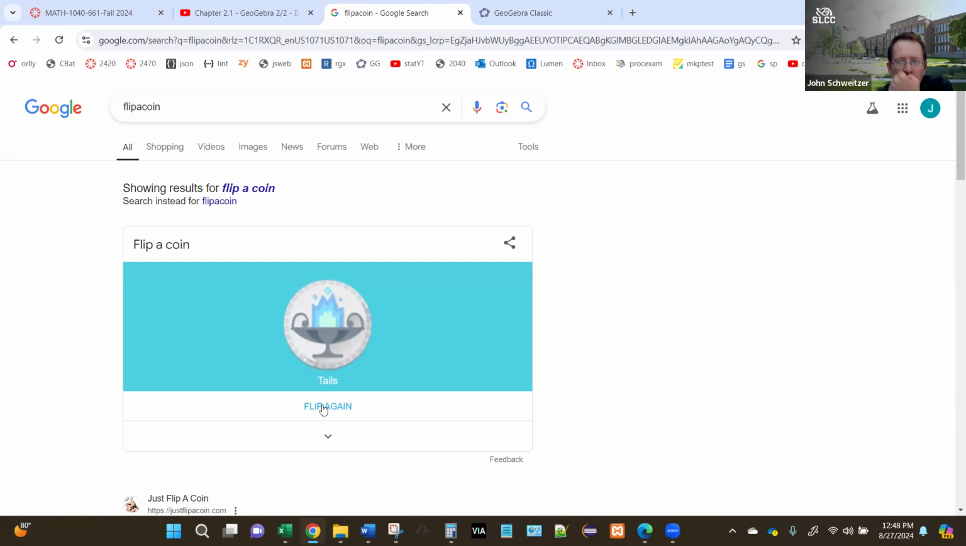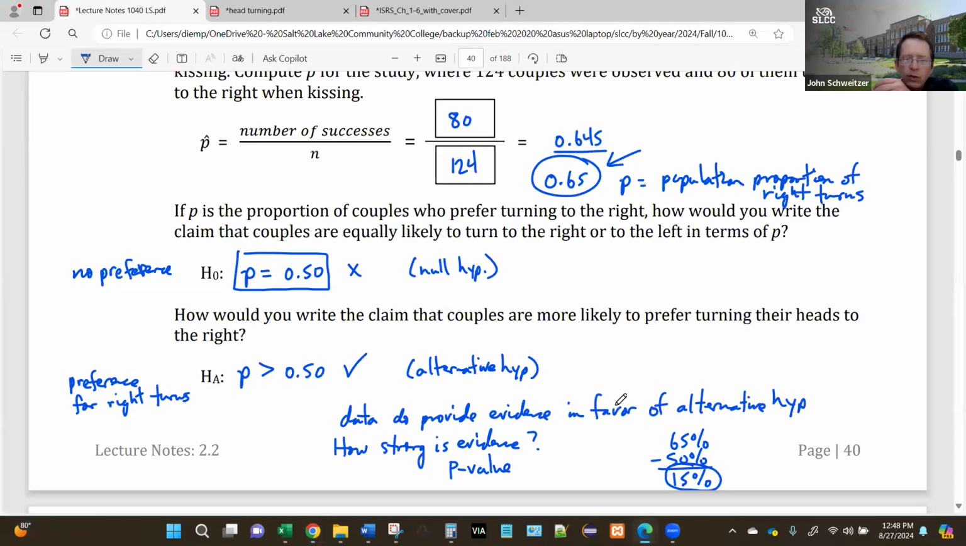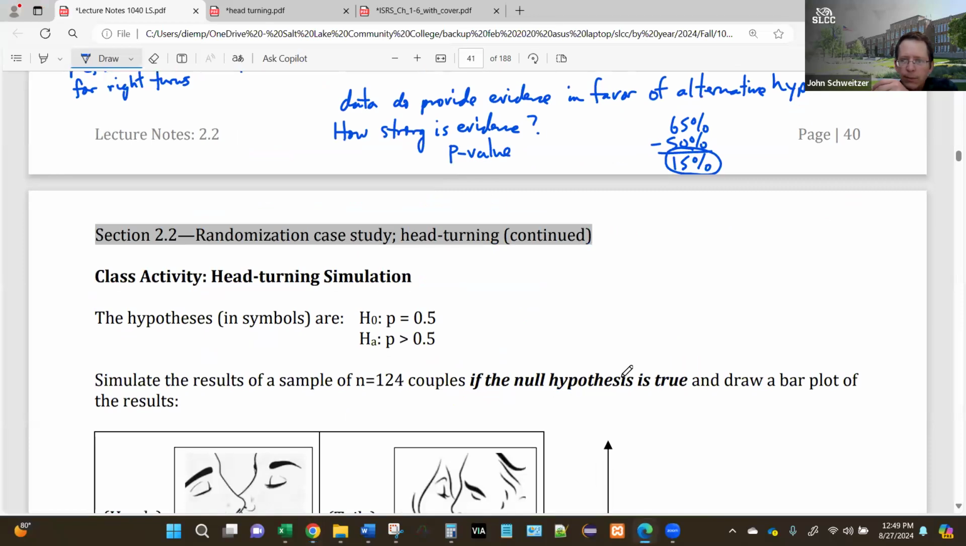What we're going to do is see how likely it is, with a 50-50 process, if we go through it 124 times, that we would get 80 heads, or 80 right turns. We're going to assign right turn to heads. Here's our process, and we're going to have to do this on Wednesday. We're going to flip a coin 124 times.